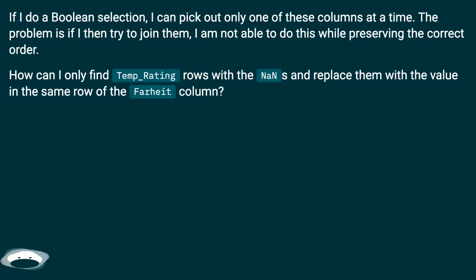If I do a Boolean selection, I can pick out only one of these columns at a time. The problem is if I then try to join them, I am not able to do this while preserving the correct order. How can I only find temp_rating rows with the NaNs and replace them with the value in the same row of the forHeight column?